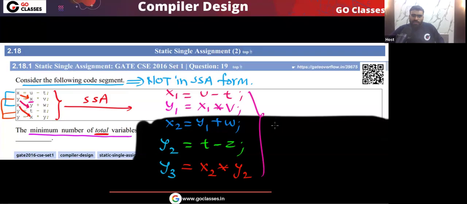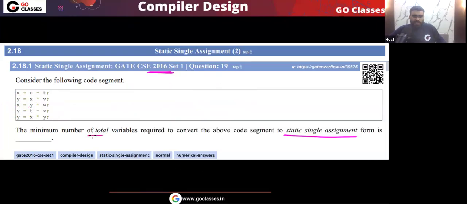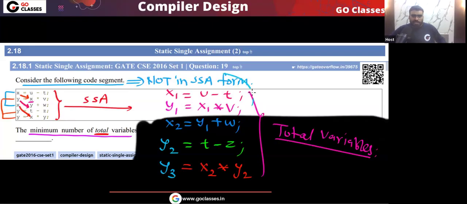Tell me, total how many variables? The question is asking total. So total how many variables are there? Please tell me. The question is asking how many total variables are required to convert the code segment into SSA form. Okay, so tell me how many total variables are there in this code? How many total variables do we have? So let's read how many you have.